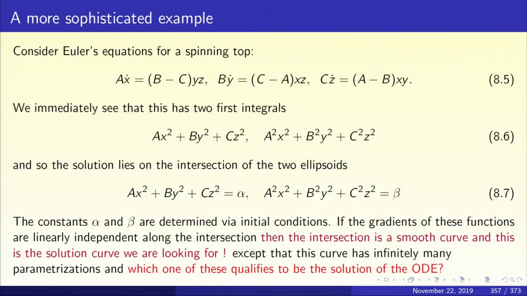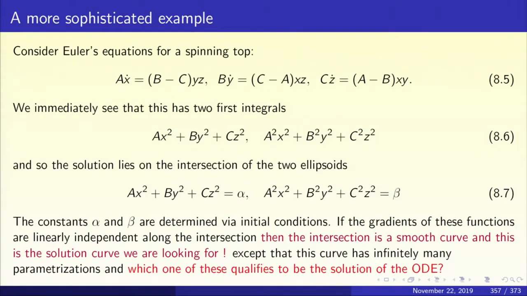A, B, C are positive constants, and we may assume that A is bigger than B and B is bigger than C just for definiteness. And A, B, C are the principal moments of inertia of the spinning top. But we are not concerned with the physics of the problem. You can pick up any book on physics and see how 8.5 arises, but we are interested in the underlying mathematics. So now multiply the first equation by x, the second by y, the third by z, and add up.